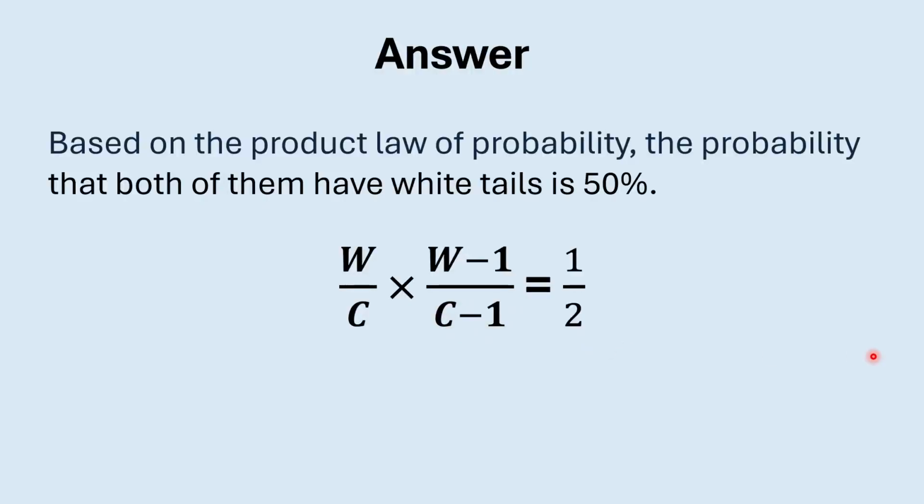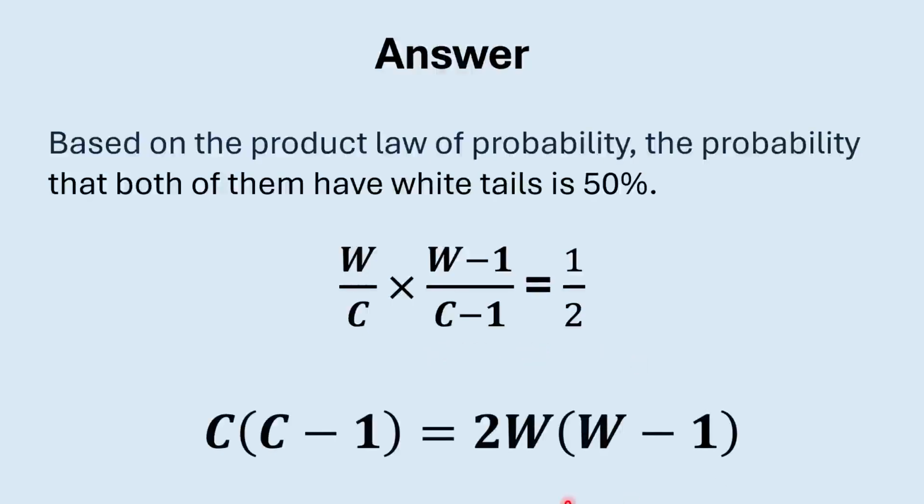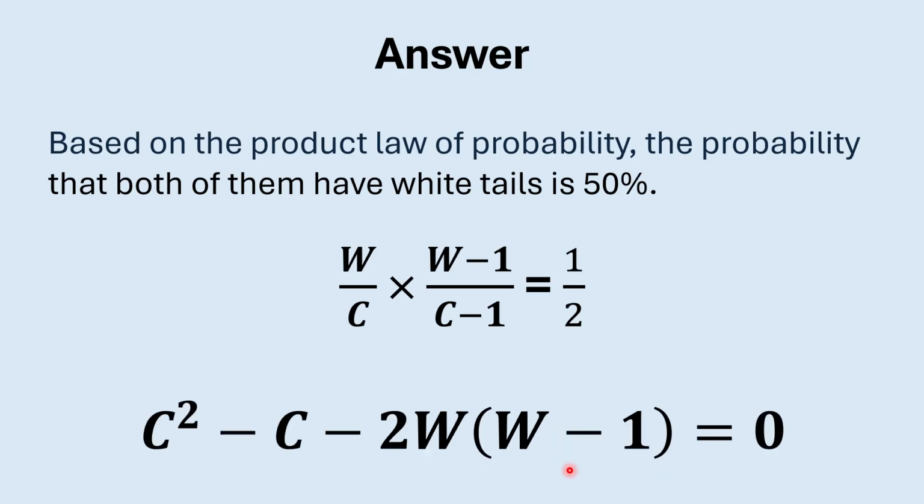We just rearrange this equation by multiplying 2 times C times (C minus 1) on both sides. And then we can open these brackets and move the 2W times (W minus 1) to the left side. And we will get C squared minus C minus 2W times (W minus 1) is equal to 0. So this looks a bit like a quadratic equation if we treat C as the unknown, okay?